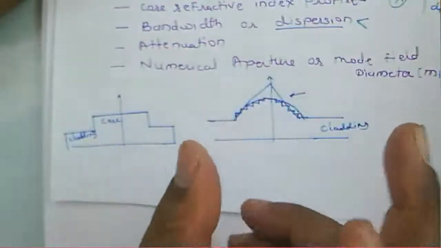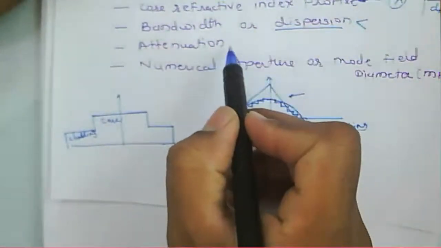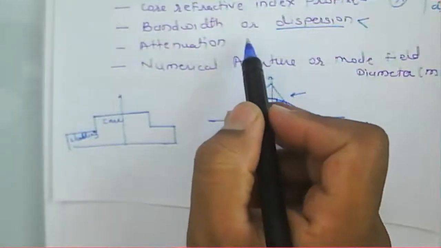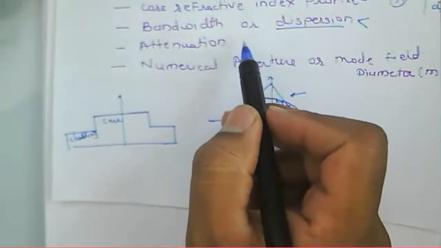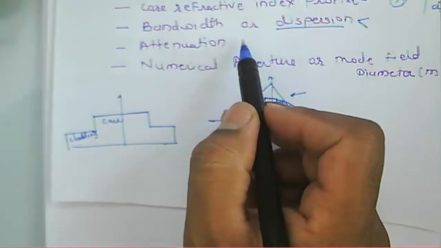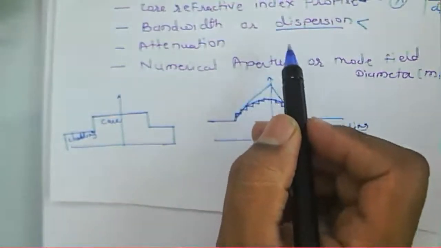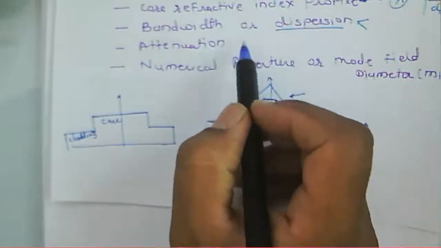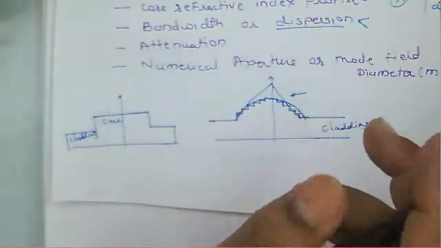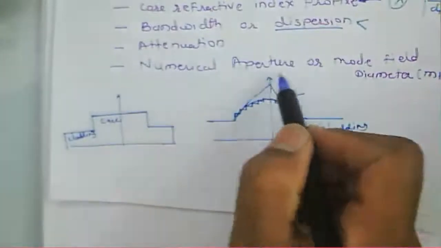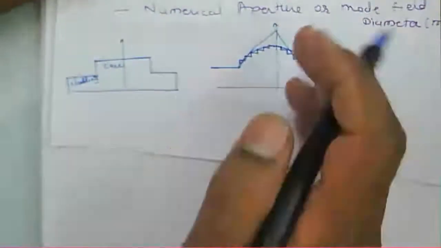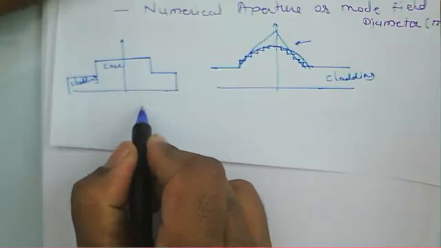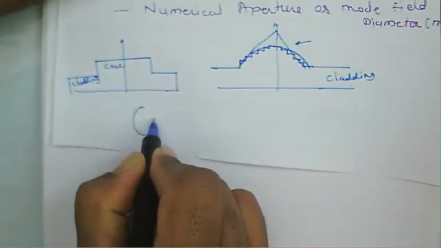Attenuation in a given particular fiber depends upon the total length of the fiber, and how many connectors we are using in between that optical fiber. According to that, your attenuation will change. Then the numerical aperture or the mode field diameter. We'll see that first.